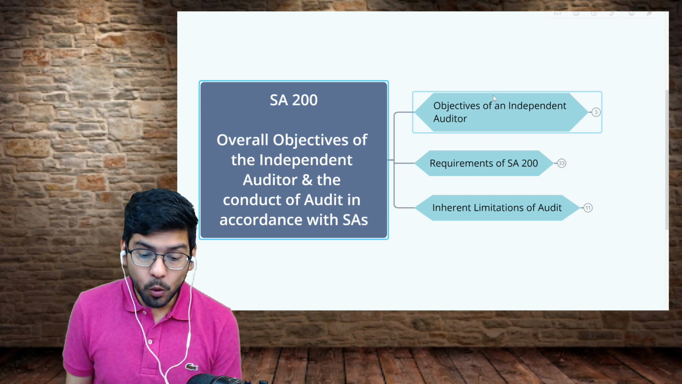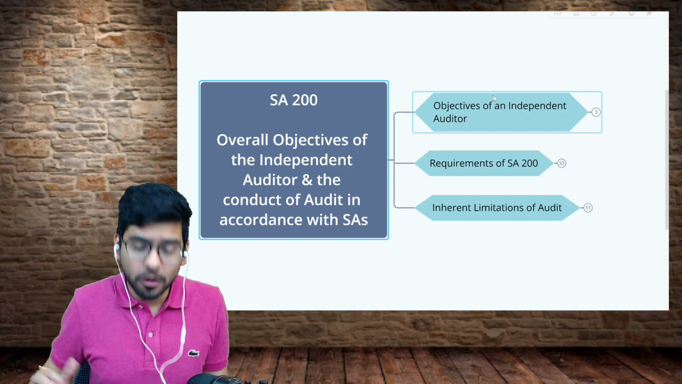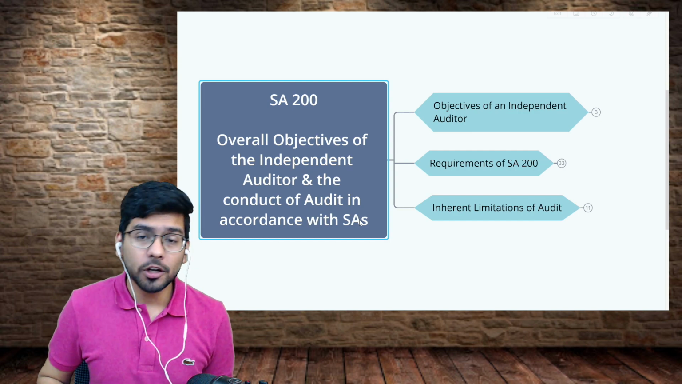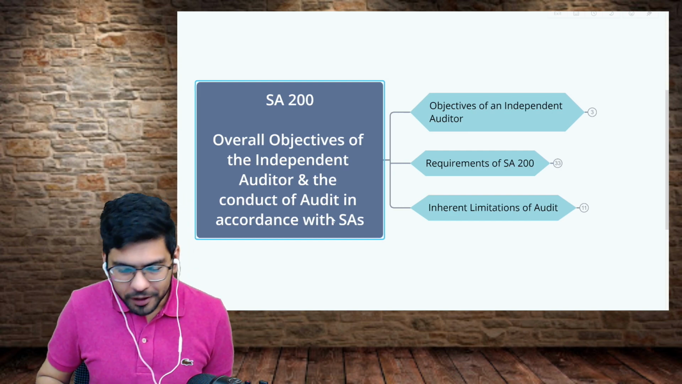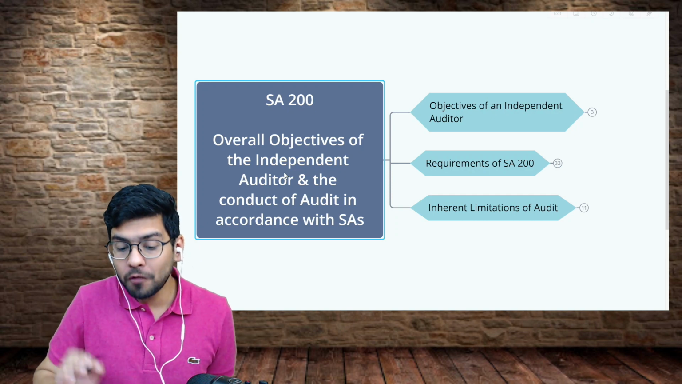Let us cover that. Overall objectives of the independent auditor. This is the first part. Overall objectives of the independent auditor and the conduct of audit in accordance with standards on auditing. So there are two parts in the name itself.